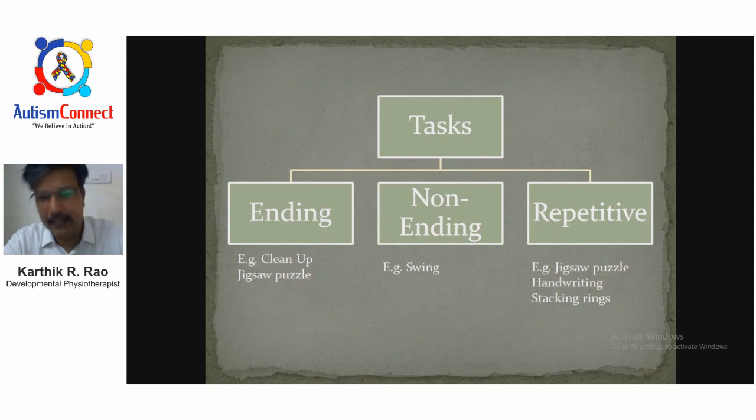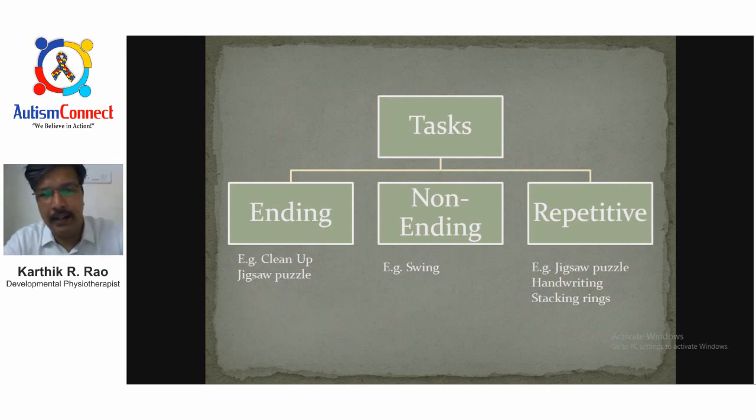And the third category is a repetitive task. Now, this repetitive task is actually dicey, because repetitive tasks are those which are essentially ending, which we adults convert into non-ending. Okay, let me repeat it. Repetitive tasks are essentially ending tasks, which we convert into non-ending. So these are tasks which require practice. Okay, so as you can look at this, you will find that I've put the same example of jigsaw puzzle in both ending as well as in repetitive. So what does it mean?